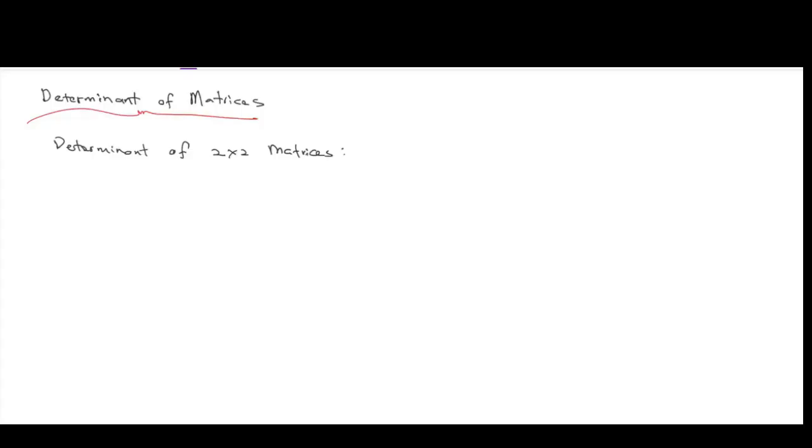In this video, we are going to learn how to find the determinant of matrices. You already learned how to find the determinant of 2 by 2 matrices. So let's say we have matrix A equal to [a, b; c, d]. So the determinant of matrix A is equal to ad minus bc, where we multiply the entries in the first diagonal minus the entries in the second diagonal.